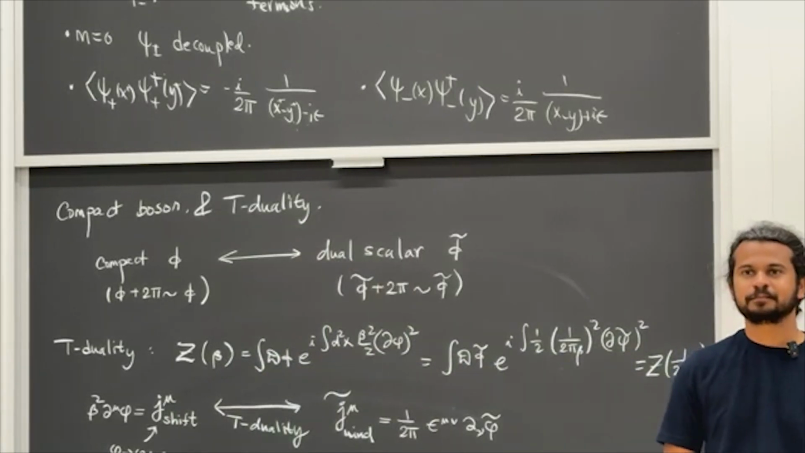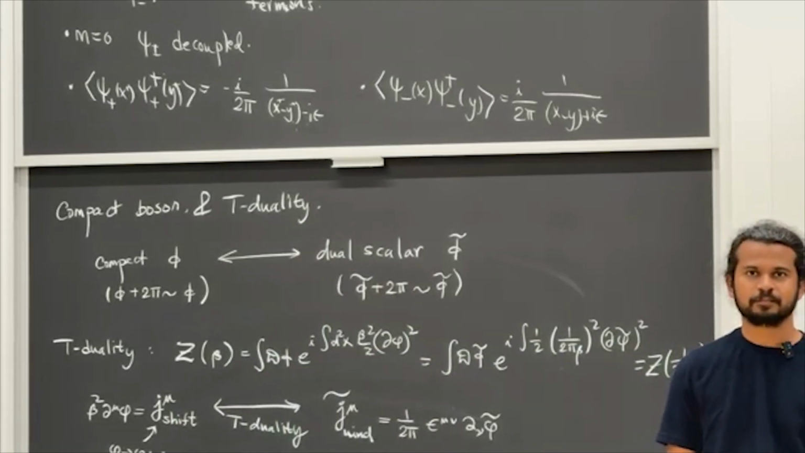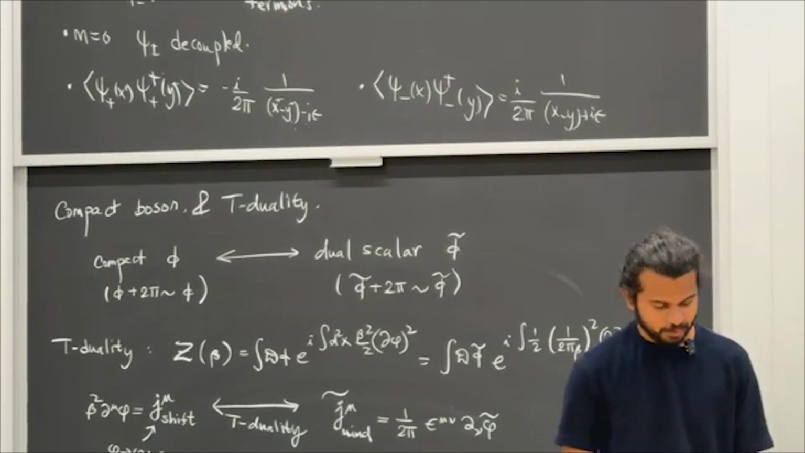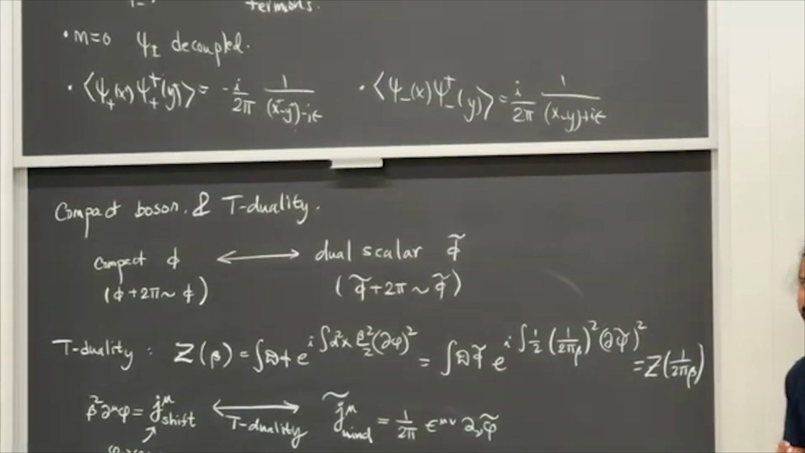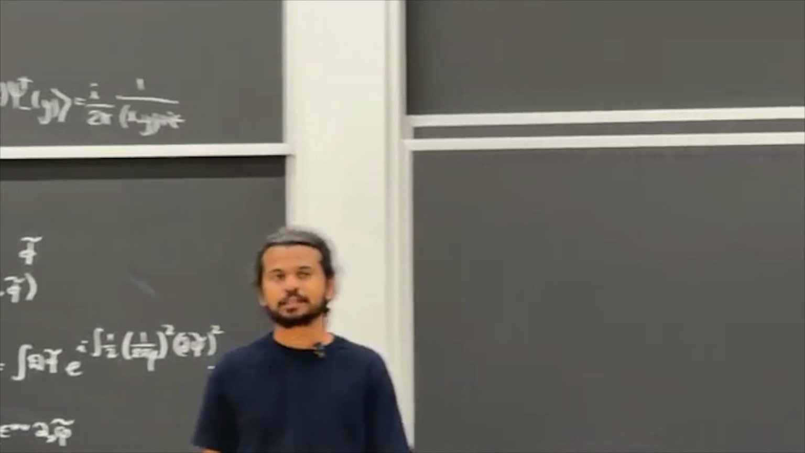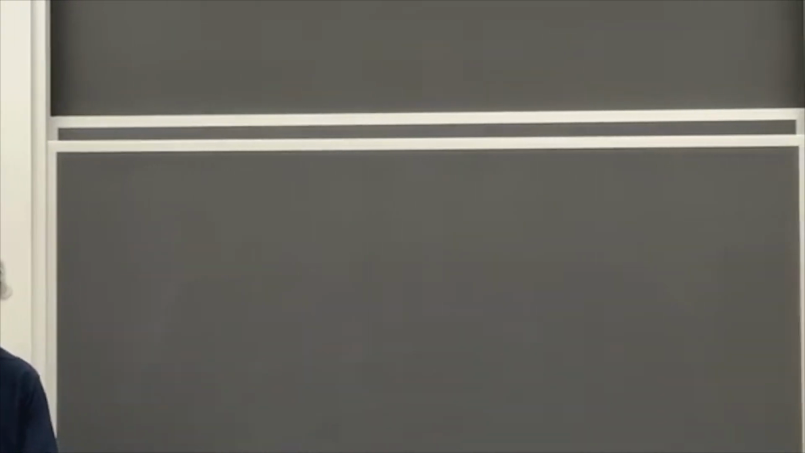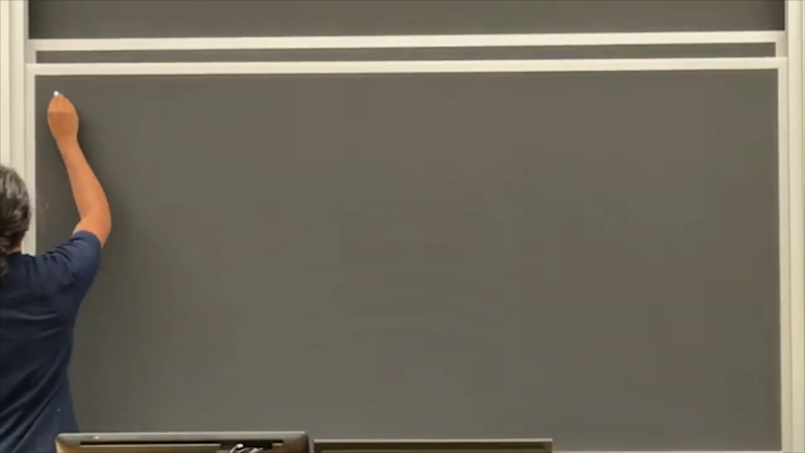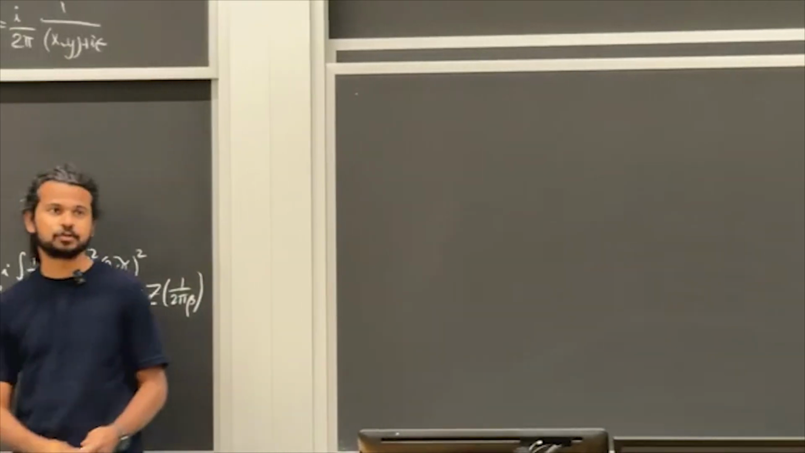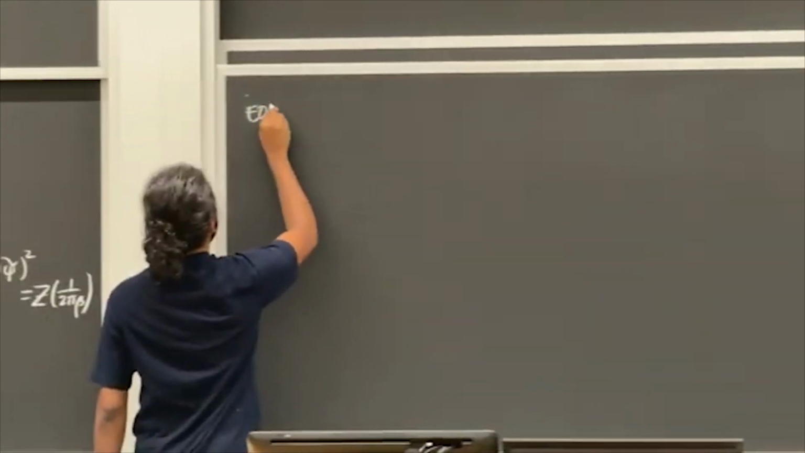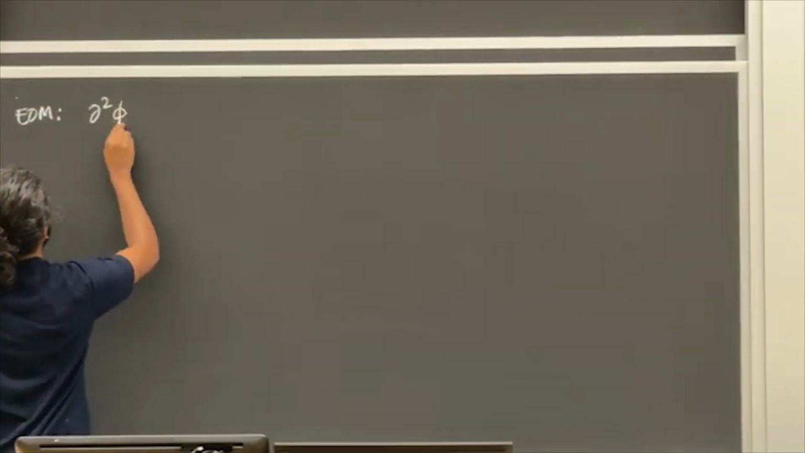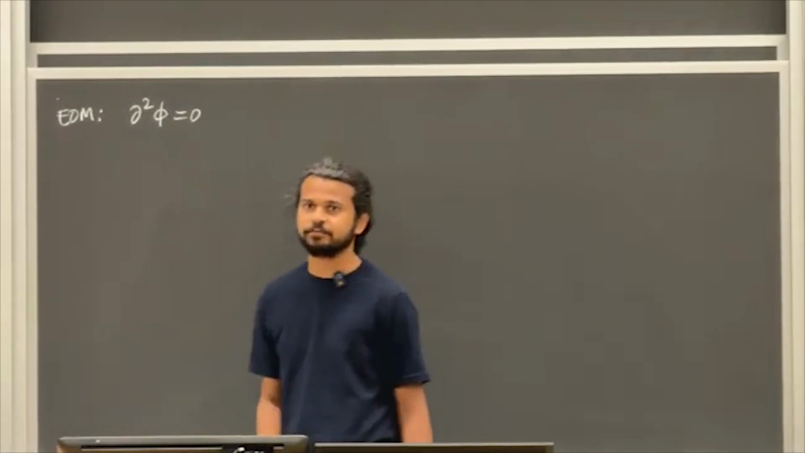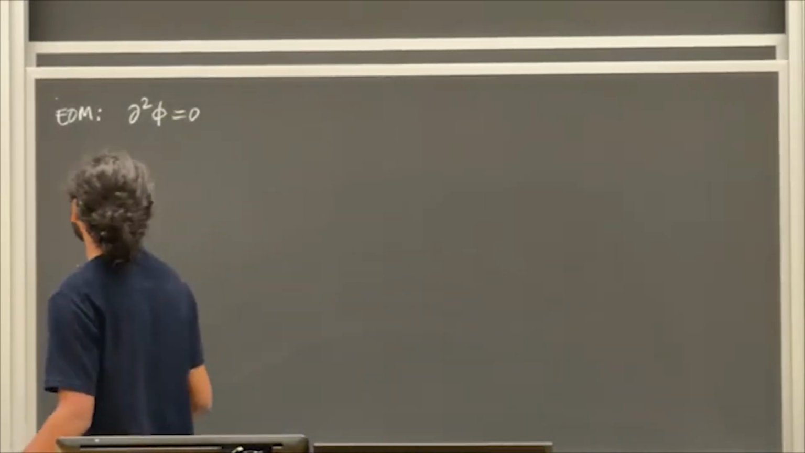Any other question? All right, so let's quantize the boson. Quantization is the usual thing. We write down the most general solution for the equation of motion and then promote the coefficients to operators. Let's recall that from this action for the compact boson, the equation of motion is nothing but a 2-dimensional wave equation.